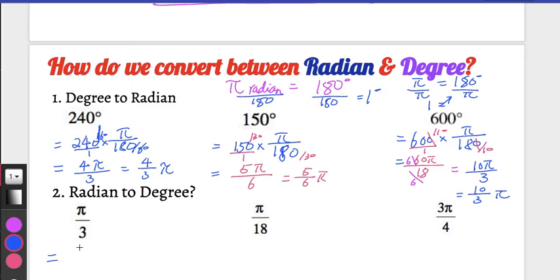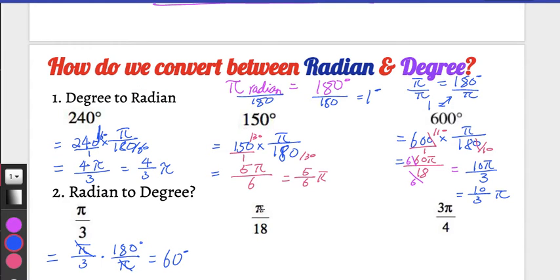So I'm going to use this idea. Whatever the radian we have is, I'm going to times 180 degree divided by pi. As you can see, pi over pi canceled, and 180 degree divided by 3 is 60 degree. So how much degree for pi over 3 radian? Which is 60 degree.